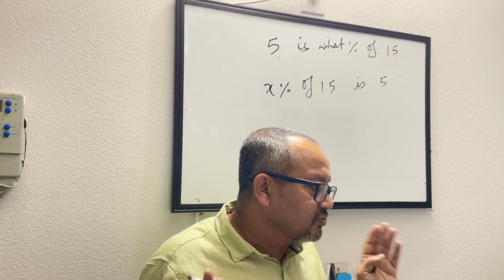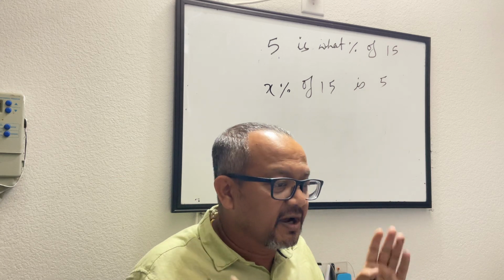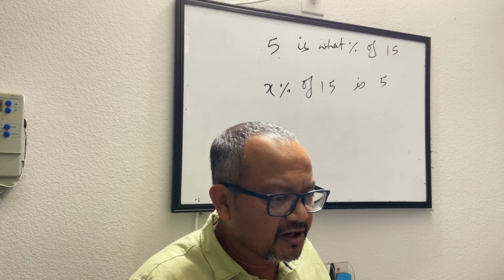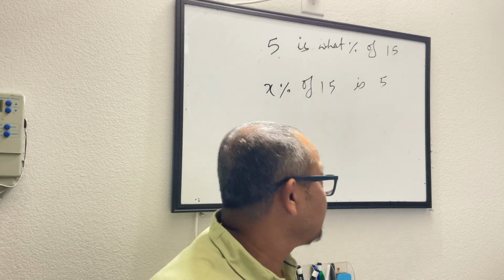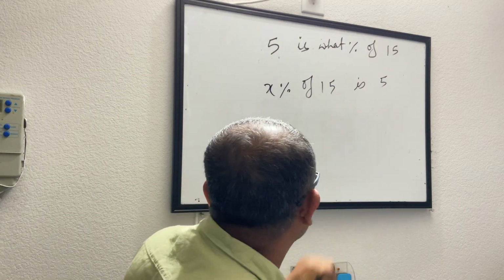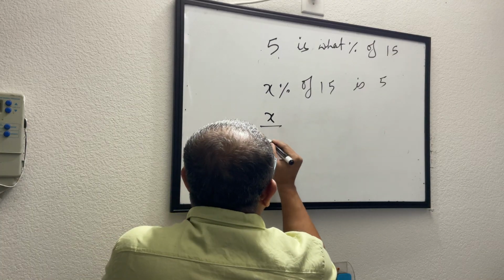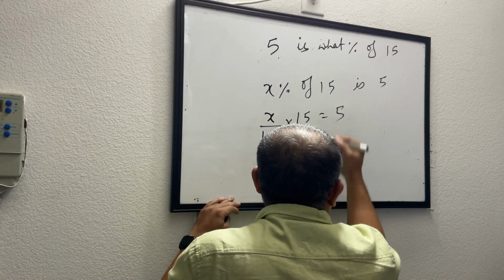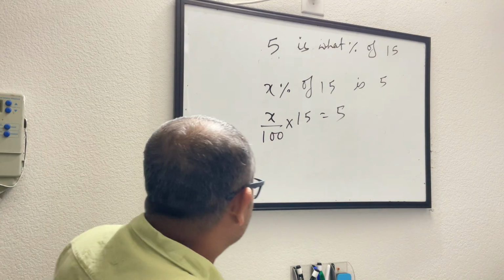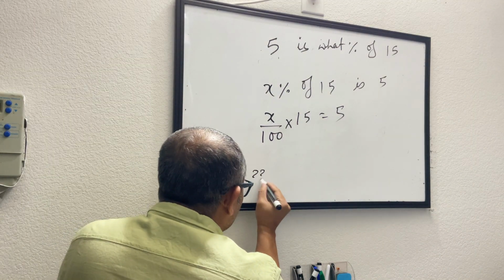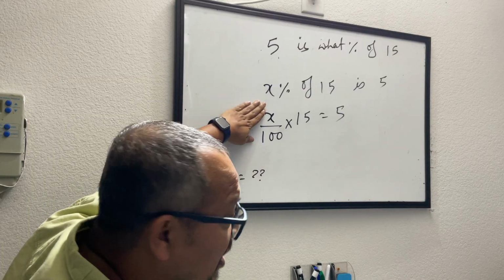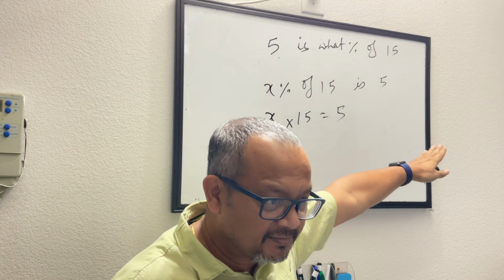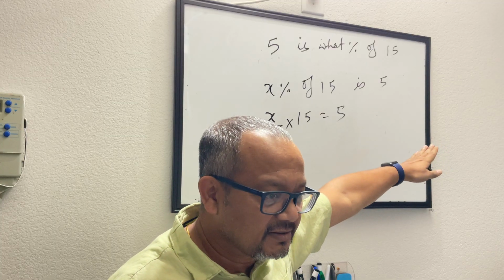So, see, this is how it works in algebra or in basic math. Whatever you don't know, you say, okay, I'll find it out. Let's give it a name for now. We'll say X. So, X percent of 15 is equal to 5. And we are trying to find out X equal to what? That means, whatever I have along with X, I need to move everything to the other side of equal to.